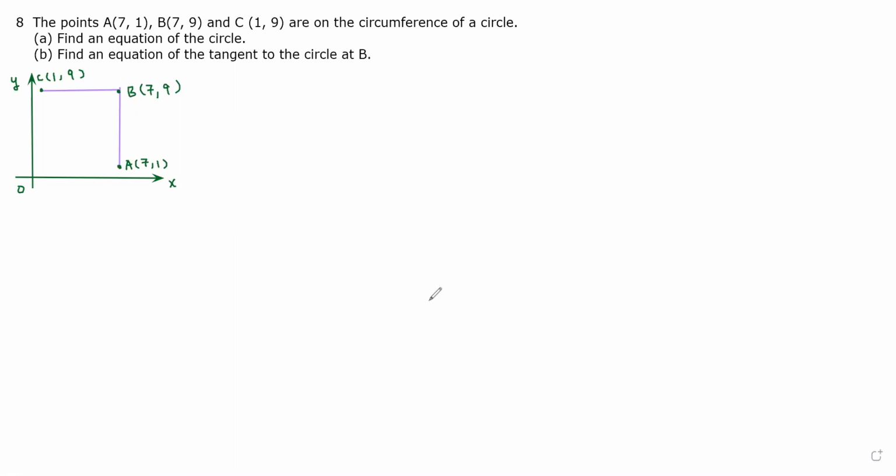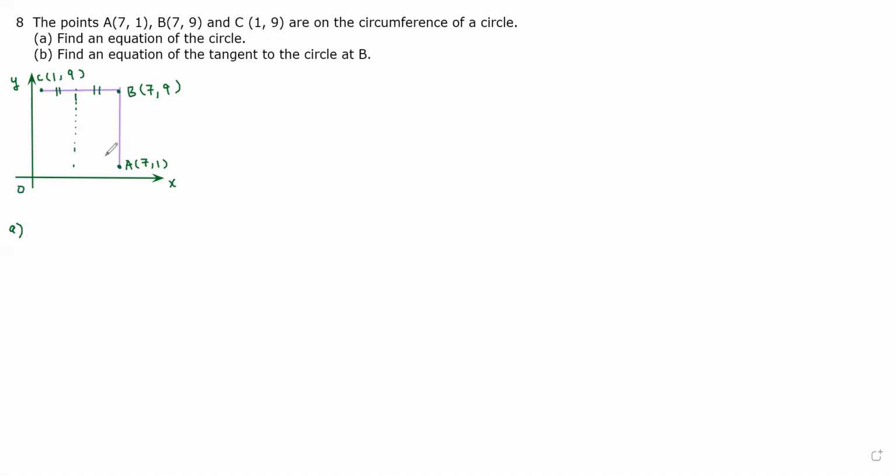Points A, B, and C are on the circumference of a circle. If we plot these 3 points, you can see that AB is a vertical line and BC is a horizontal line. To find the equation of the circle, let's consider B and C. If you look at B and C, the center of the circle must pass through the midpoint of BC.